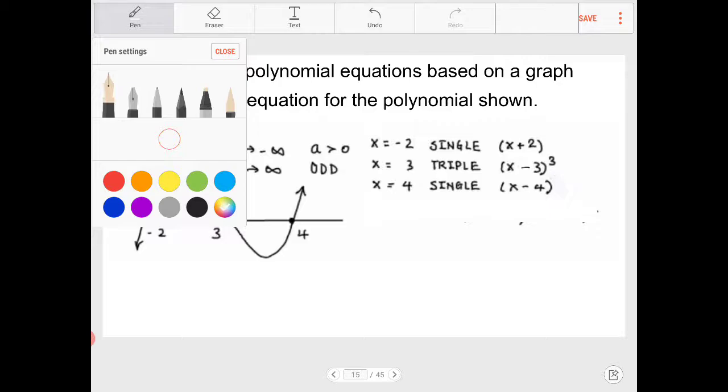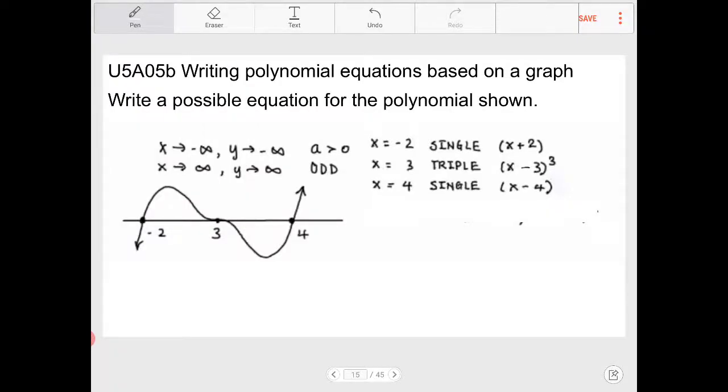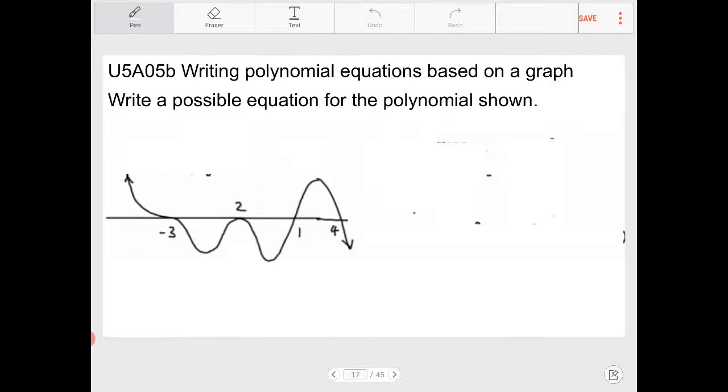Okay? So if I were to put it all together, then the equation would look something like this. So single, triple, single, this is in fact an odd degree polynomial. Let's take a look at the next one.